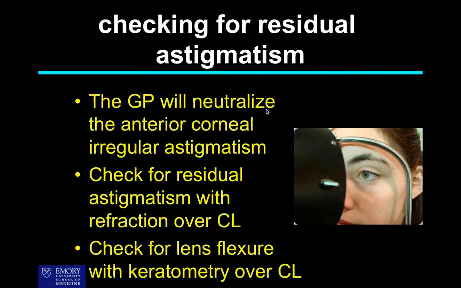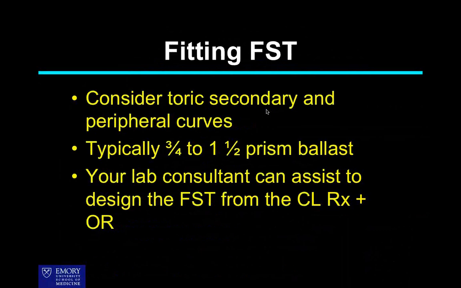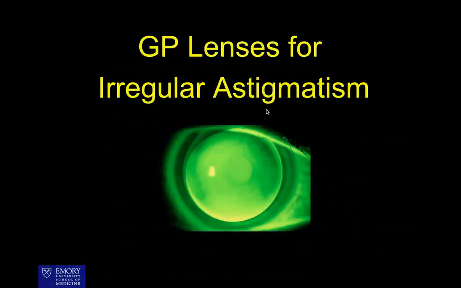In checking for residual astigmatism, the GP will neutralize the anterior corneal irregular astigmatism. So again, the GP lens is going to neutralize the anterior corneal astigmatism, but then you got to check for residual astigmatism by doing a refraction over the contact and doing keratometry over the contact to check for flexure if you pick up any astigmatic component. In fitting the front surface toric, consider toric secondary and peripheral curves, typically 3/4, 1.5 prism ballast, and again, use your consultants to help you out here.